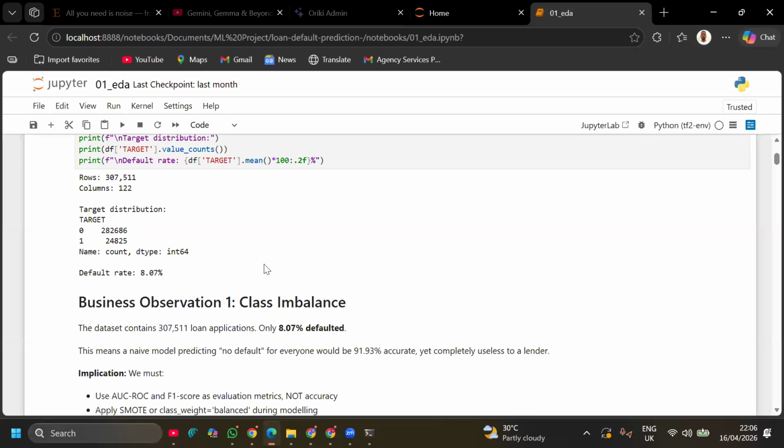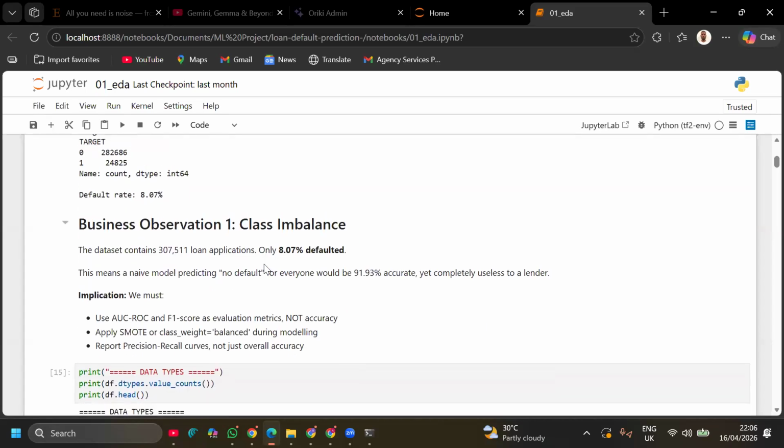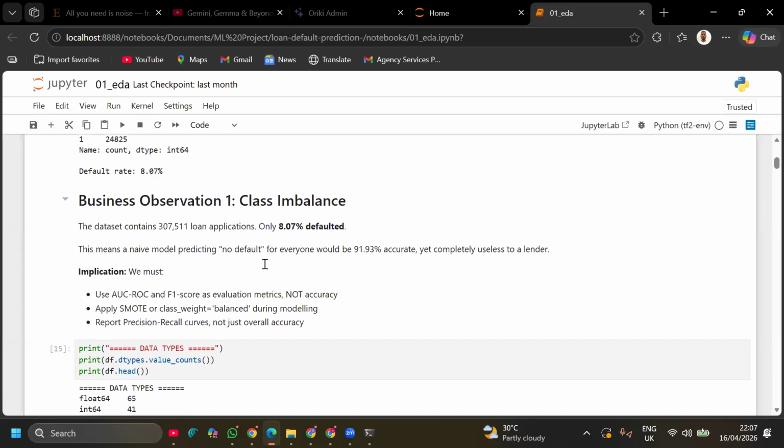We find out that 8.07% of the data set actually defaulted, while 92% did not default. Looking at this, we already see that there's a class imbalance in this data set. It means that accuracy alone will not work for us, because if you build a model that just predicts the majority and use accuracy as the metric, we're already failing, because the data set is already telling us 92% will not default.